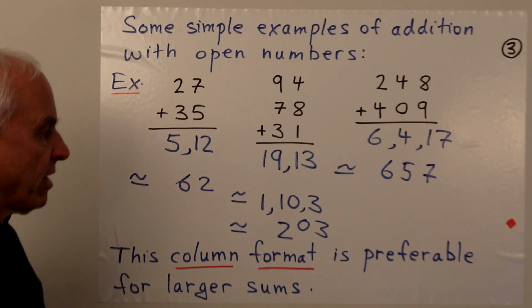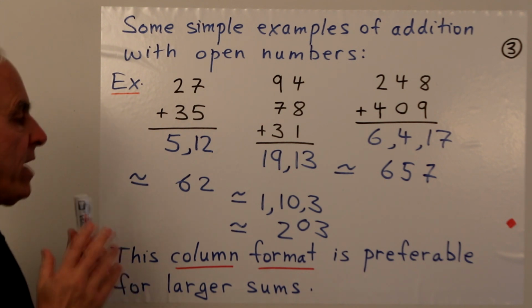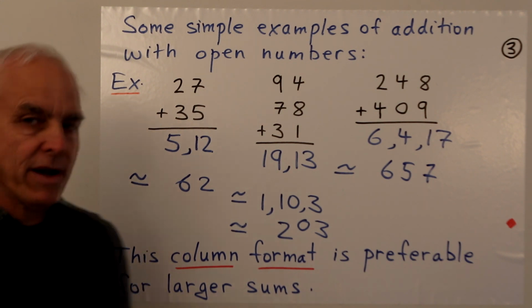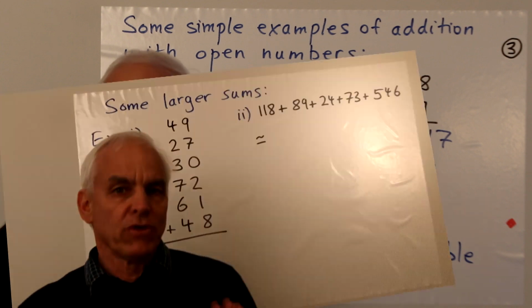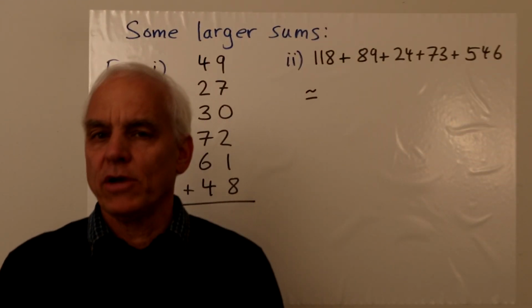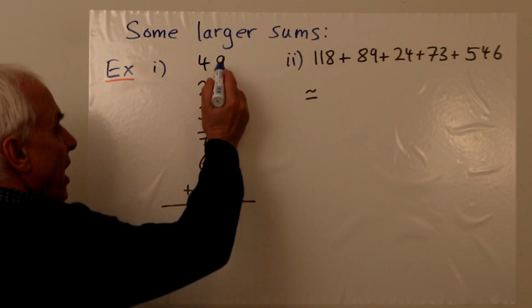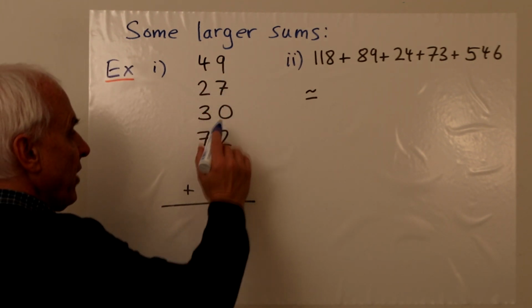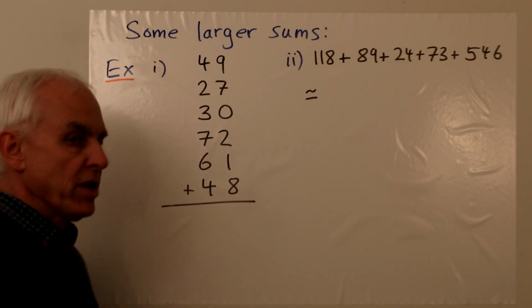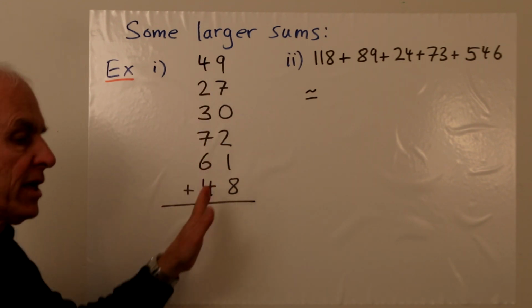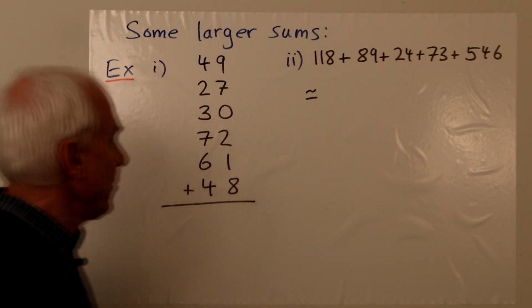All right, so these are 3 relatively simple examples of how we add using this open number approach. Okay, so let's have a look at the same procedure but with some larger sums. Let's consider 49 plus 27 plus 30 plus 72 plus 61 plus 48. This is conveniently in a column format also.